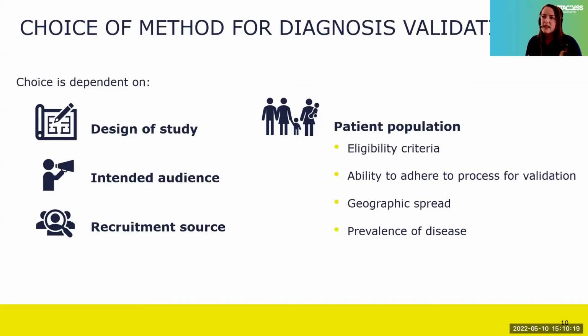We would also consider that patient group as a population. What is their ability like to adhere to the process that we define for validation? Is there anything particular about that group of patients, whether that is something which is mental or physical, that may impact their ability to follow that process? As we've already mentioned in relation to rare diseases, we also need to think about the geographic spread of those patients and also the prevalence of the disease.